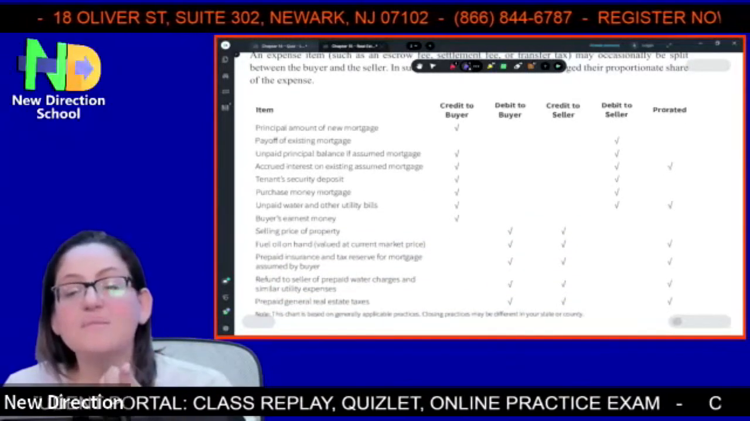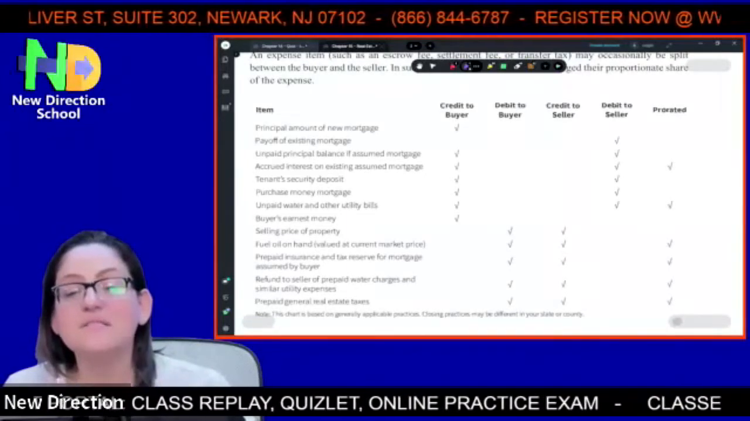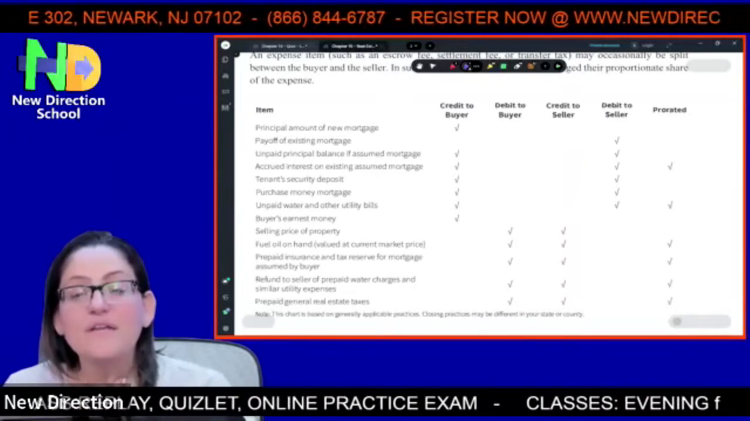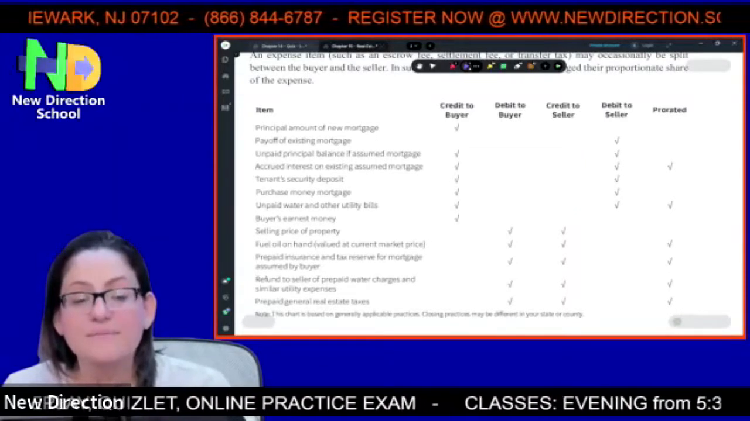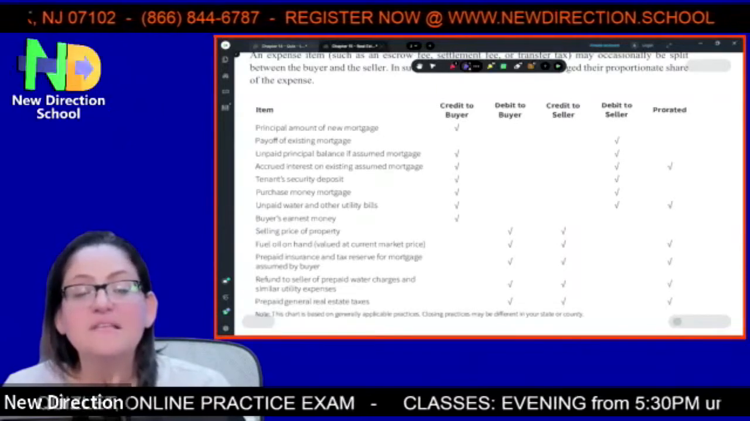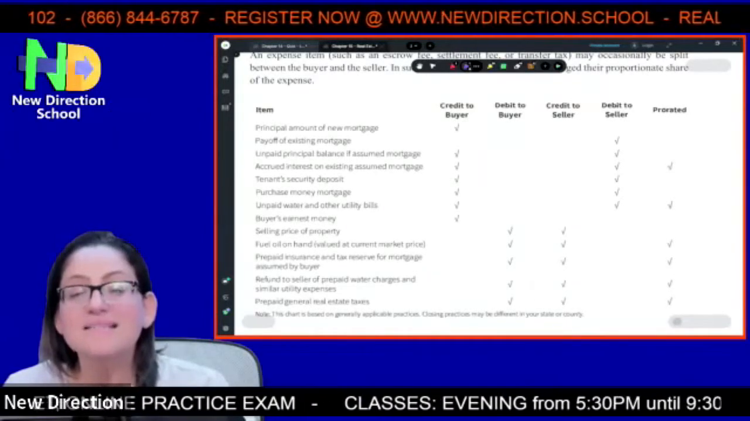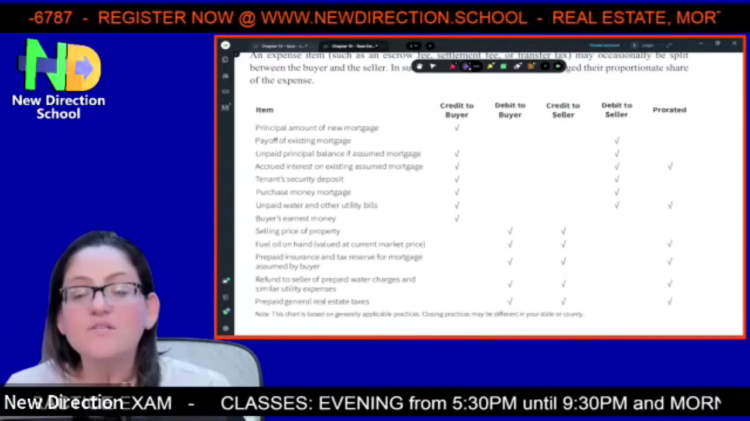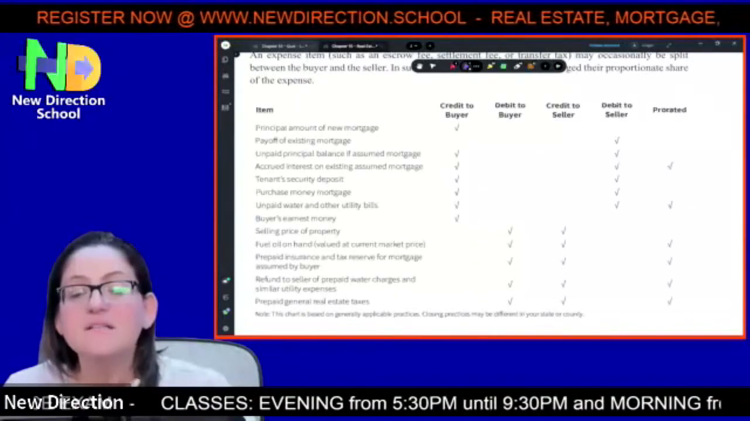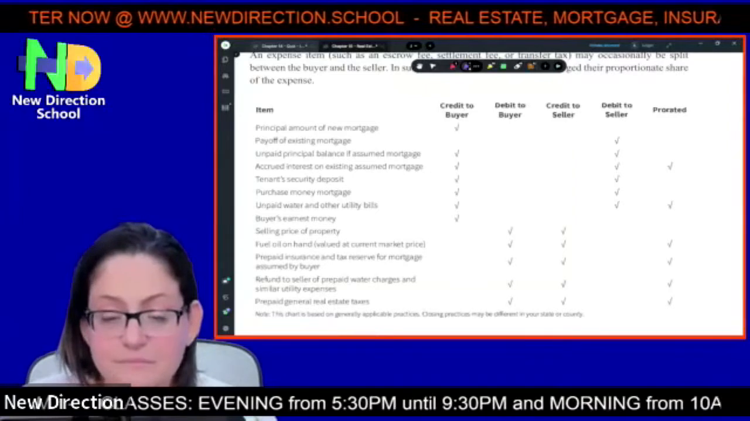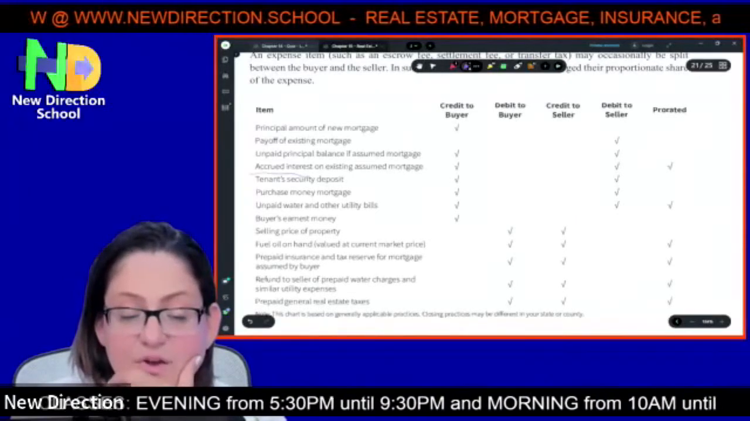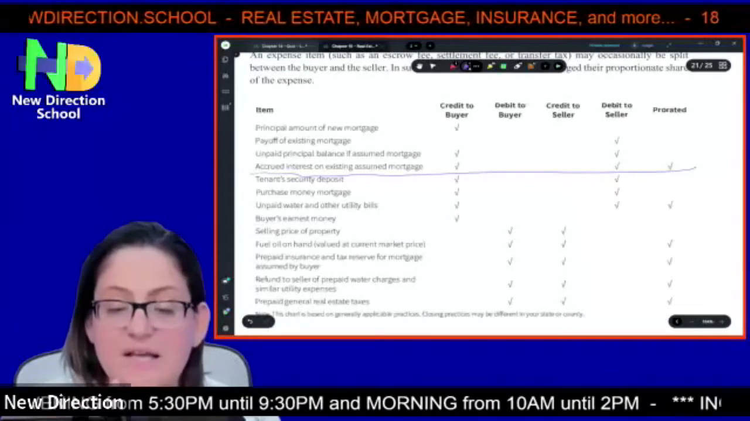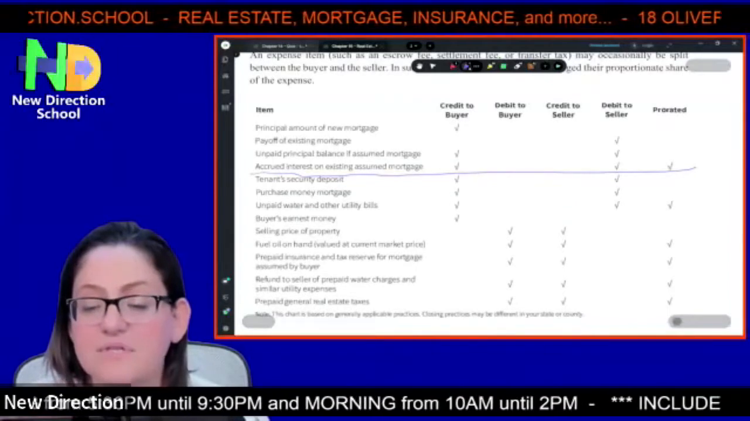So we have credit to the buyer, debit to the buyer, credit to the seller, debit to the seller, and prorated. It says principal amount of mortgage, credit to the buyer. Okay. Pay off existing mortgage, a debit to the seller. Unpaid principal balance, if assumed mortgage, a credit to the buyer and a debit to the seller. Okay. So now we have accrued interest of an existing assumed mortgage. So it says a credit to the buyer and a debit to the seller.